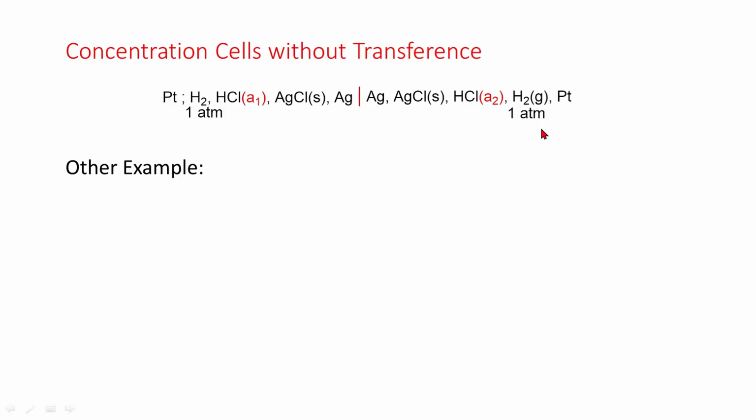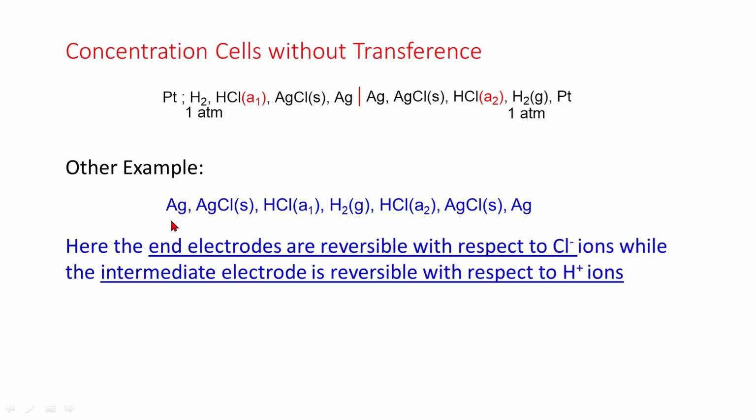Other example of concentration cells without transference: silver chloride, HCl at activity 1, hydrogen gas, HCl at activity A2, silver chloride solid in contact with silver. Here the end electrodes are reversible with respect to chloride ion, while the intermediate electrode is reversible with respect to H ions.